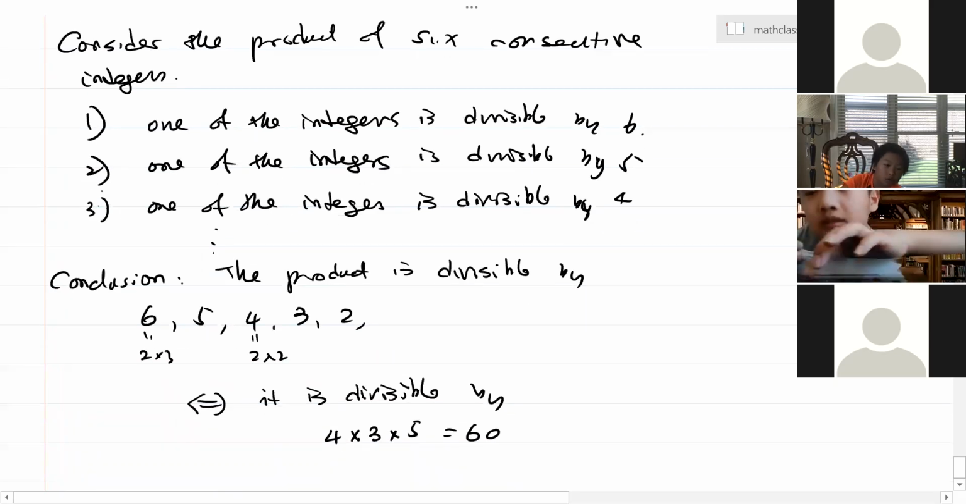So you can generalize the theorem. You can say that the product of k consecutive integers is divisible by 1 times 2 times 3 times 4, all the way to k.